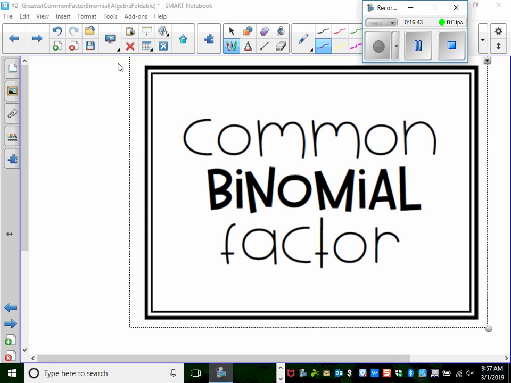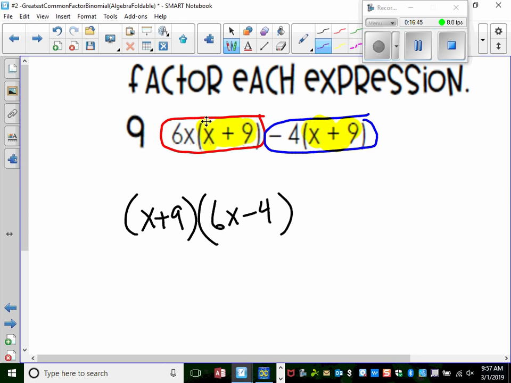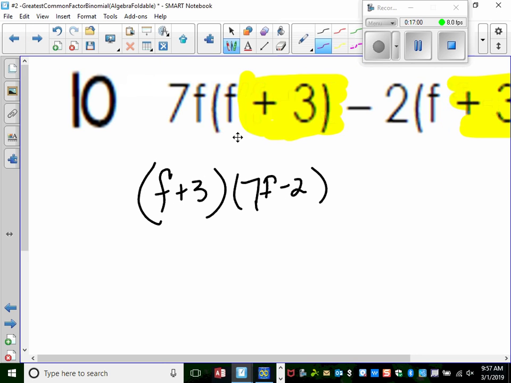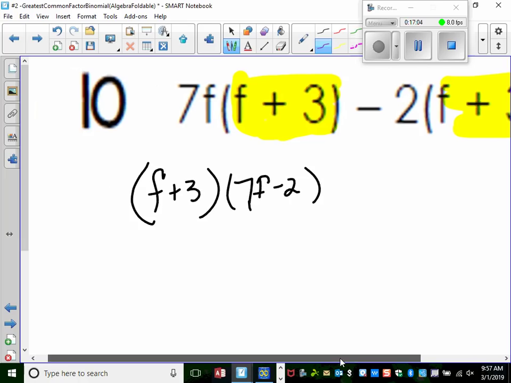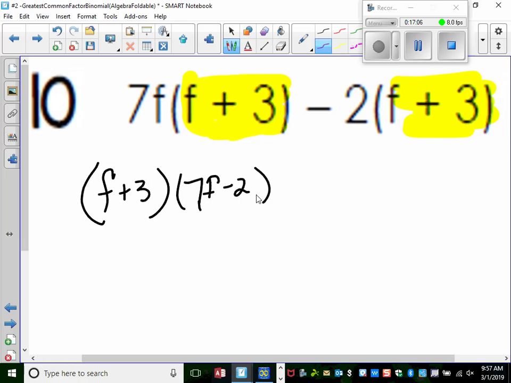And okay, so for number 9, like I said, it's already been factored by grouping. So you just say x plus 9. It doesn't matter again which one you write first, and 6x minus 4. Okay, you take your 2 outside GCFs. For number 10, same thing. Take your common one times your GCFs.